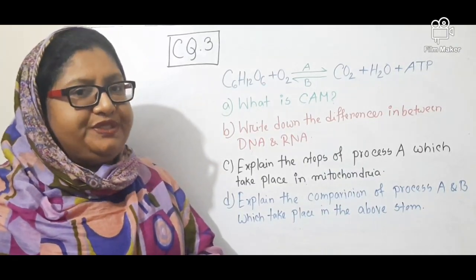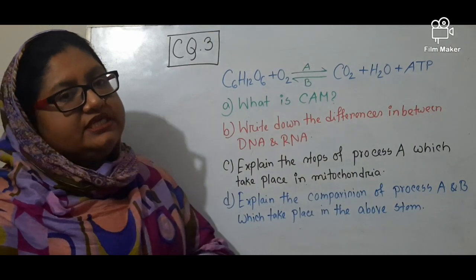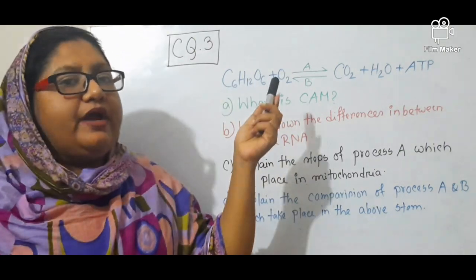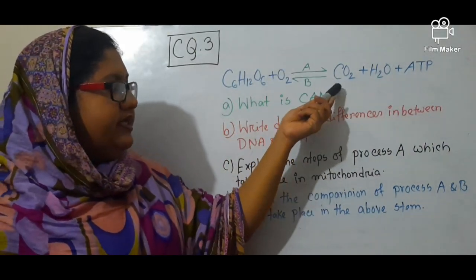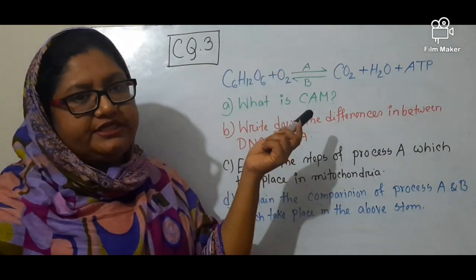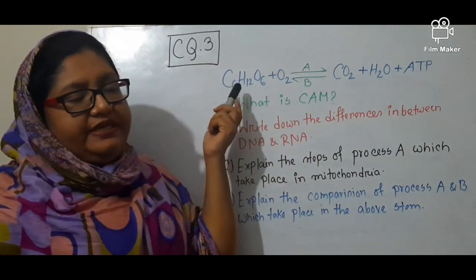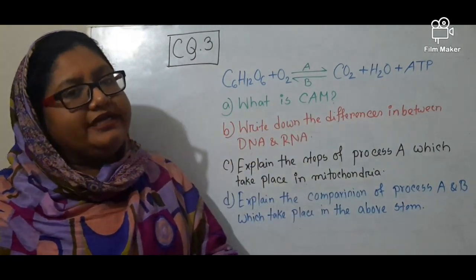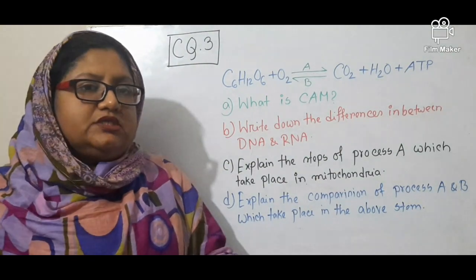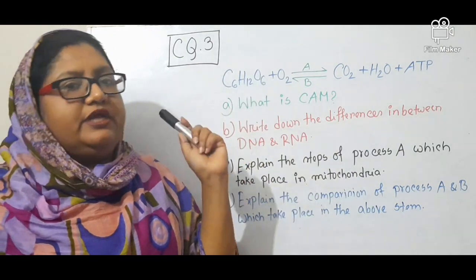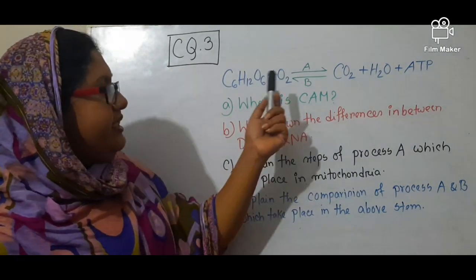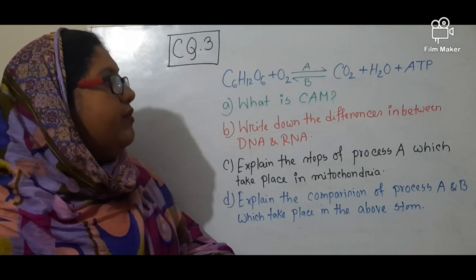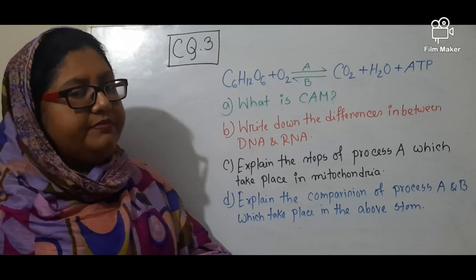Now creative question number 3. You can see here an equation is given. In this equation, you can see carbohydrate plus oxygen. There are two arrows in between the left and right side of the equation. In the left side, here are carbohydrate and oxygen. In the right side of the equation are carbon dioxide, water and ATP. Here are two arrow marks. One is from left to right and another is from right to left. The equation from left to right indicates the process A, and the one from right to left is indicated by B.